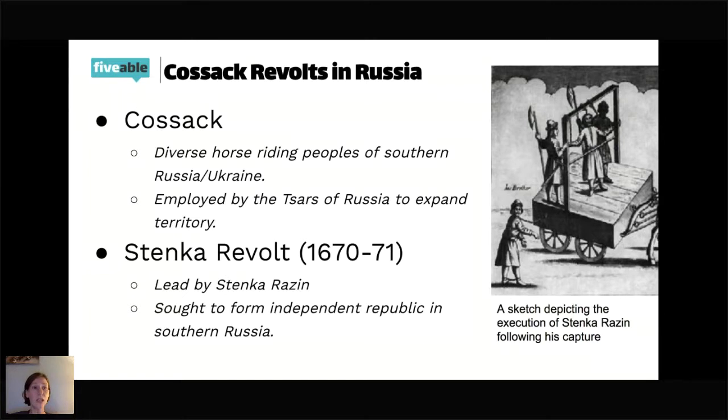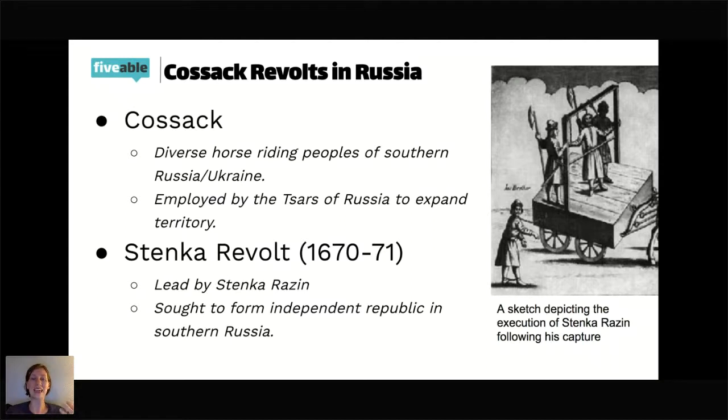So the Cossacks, this is a multi-ethnic, diverse group of people. He calls them horse-riding peoples, which might make some of us think of the Mongols. And that's not crazy, but we're not talking about the Mongols. We're talking about people much further west. So what we think of as more Ukraine, southern, European Russia is where we're thinking about. And initially, they were employed. We can use that term loosely because they're almost more like enslaved people, but technically paid, employed by the czars of Russia to help expand their territory. These horse-riding people would have been skilled militarily. They would have been really successful potentially as a military force to help the government expand.